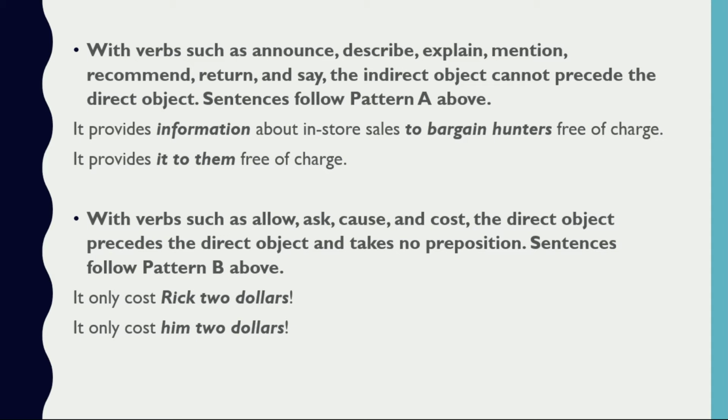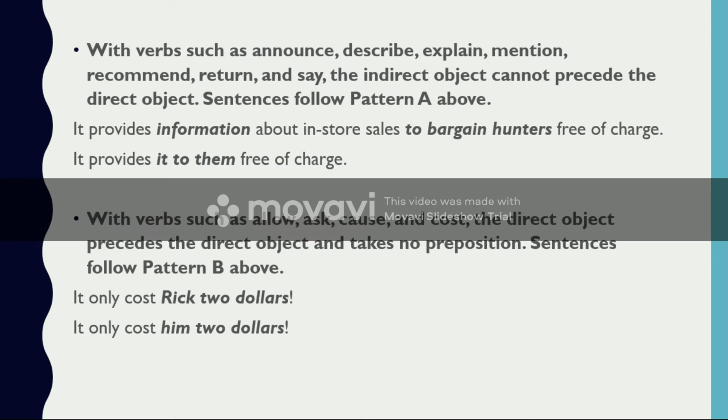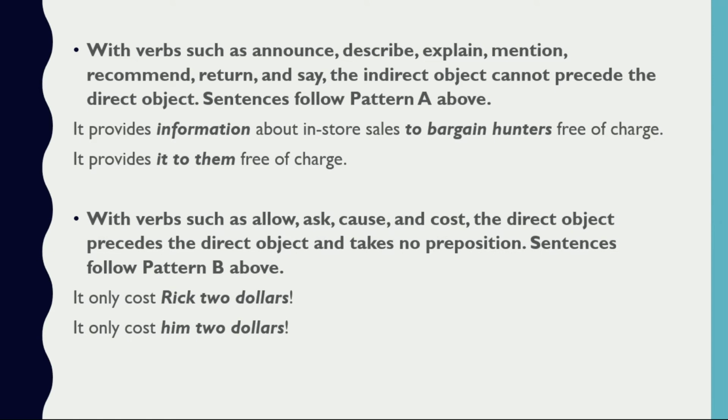With verbs such as allow, ask, cause, and cost, the indirect object precedes the direct object and takes no preposition. Sentences follow pattern B above. It only costs Rick $2, or it only costs him $2.